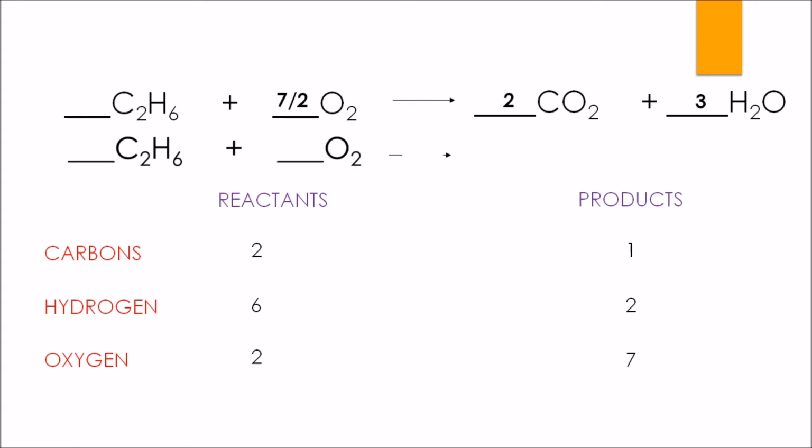Now, if you don't want to have a fraction, or you want to simplify this fraction, we are simply going to multiply this whole equation with 2. Once we multiply the equation with 2, we get 2C2H6 because there was only one. This 7/2 multiplied by 2 is equal to 7. This 2 multiplied by 2 will be equal to 4. And this 3 multiplied by 2 will be 6. This step is not mandatory, but if you know it, it's good.